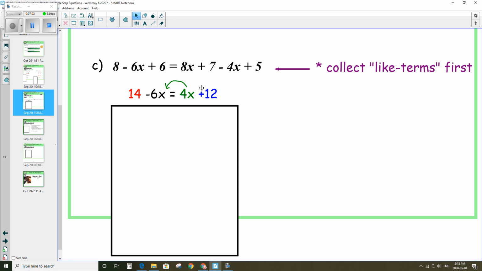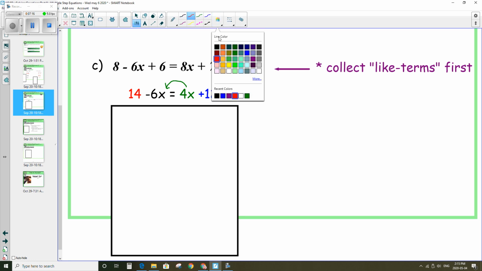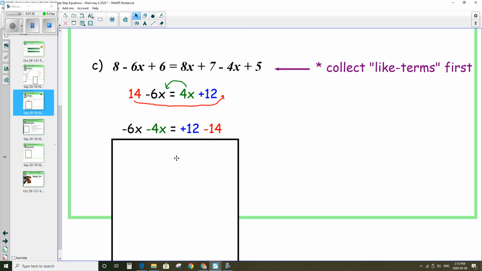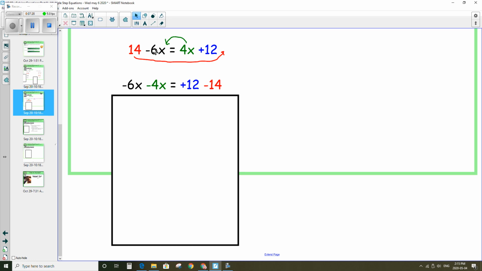Now for the constants, I have a 12 on the right and I have a 14 on the left, okay, side of the equal sign. It is positive here. And so once I move that 14 over to the right, it's going to become negative. Okay, so these are the two terms that I'm moving. All right, so negative 6x stayed there. The 4x moved over, so it became negative. The 12 stayed positive on the right, and the 14 moved over to the right, and it became negative.